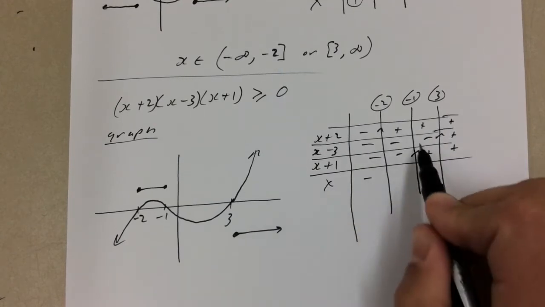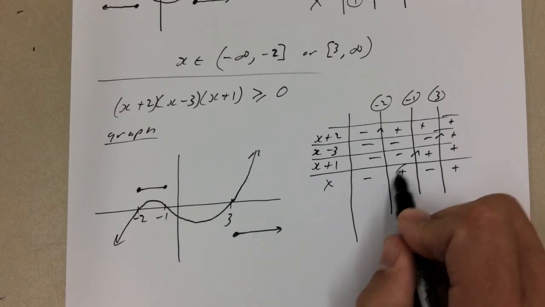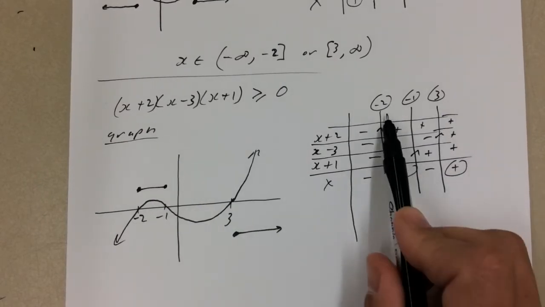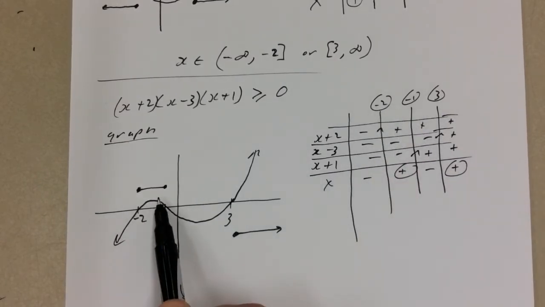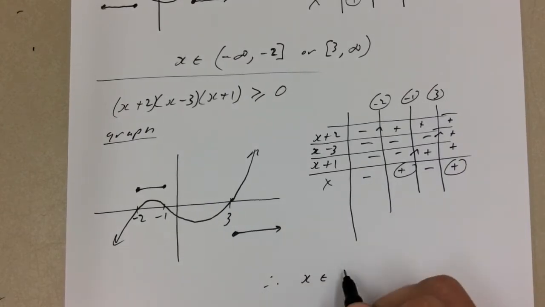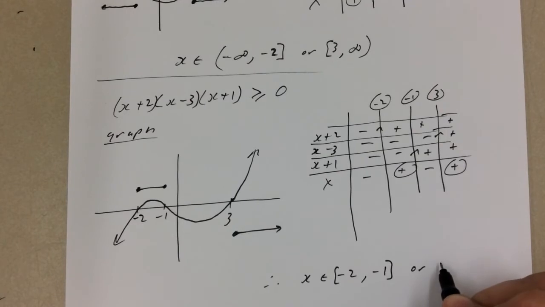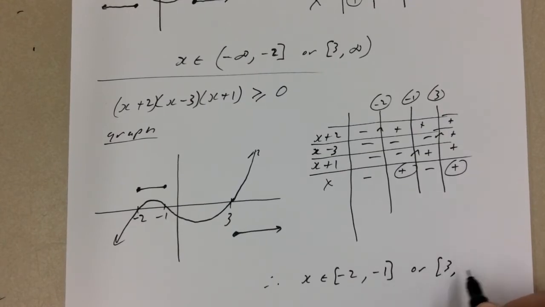Multiply them, you get a negative, positive, negative, positive. So there are my 2 intervals: between -2 and -1, like I've got here, and greater than 3. Therefore, x is contained in -2 to -1, or 3 to infinity. Okay.